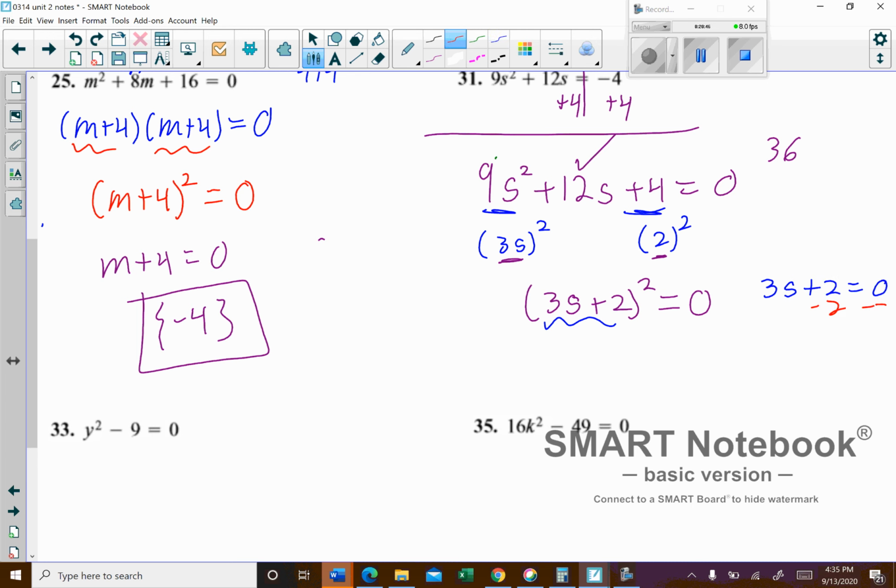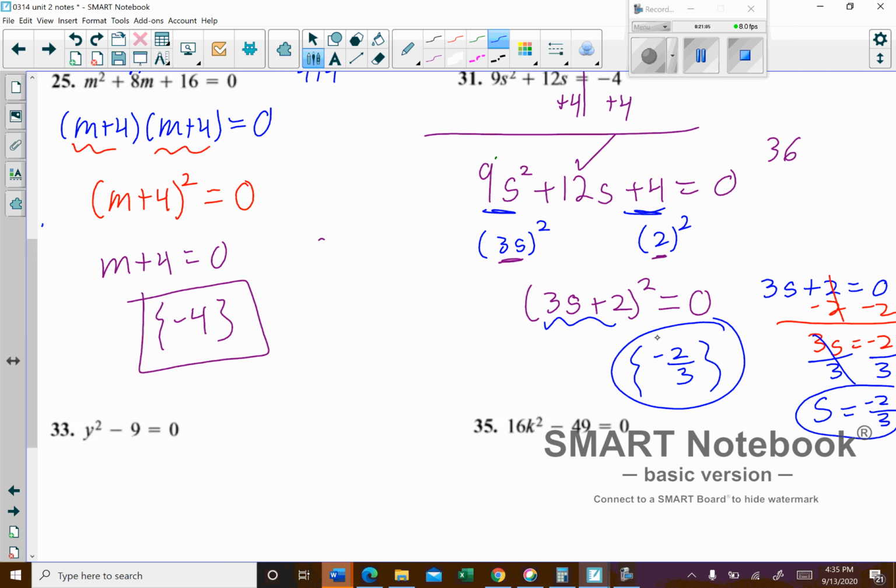I'm going to start by subtracting 2 from both sides, and then I'm going to divide by 3 on both sides. So we get s equals negative 2 thirds. So that's our solution set. That one only had one solution also.